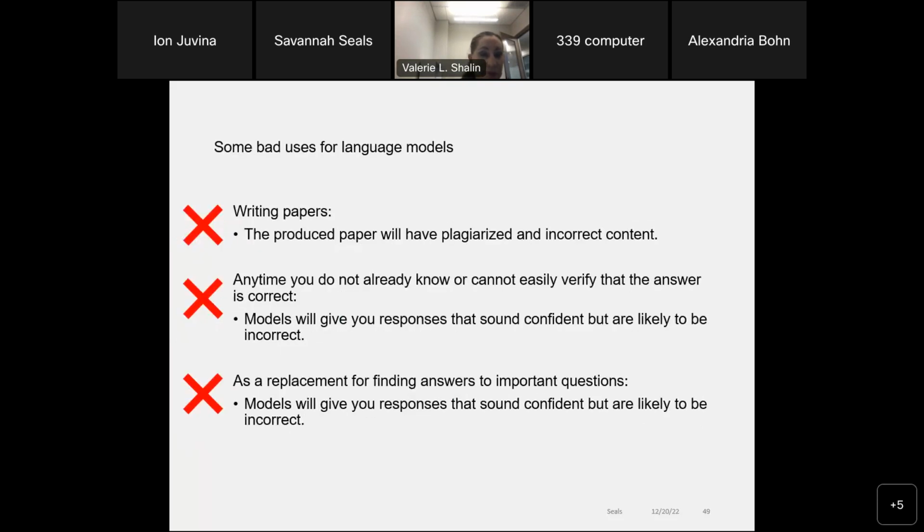What are some bad uses for language models? Writing papers, as we discussed, we're going to have some plagiarized and incorrect content in the resulting paper. Anything where you don't already know or cannot easily verify that the answer is correct, because again, as we discussed, they're going to give you responses that sound very confident, but are likely incorrect. And just in general, as a replacement for finding any sort of answers to very important, complex questions or any types of high stakes environments. Again, they're going to give you responses that sound confident and are likely to be incorrect.